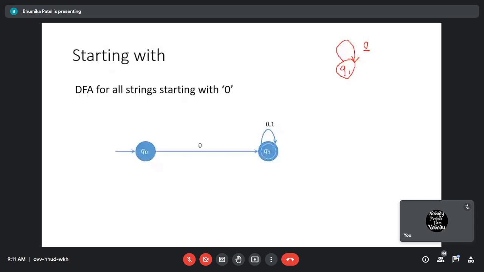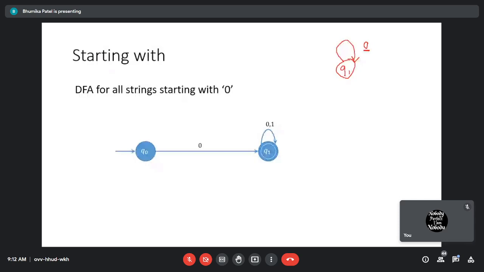That means once my string has started with 0, it is in the state Q1. So Q1 is the final state. That means my string will be accepted. Suppose I have read 0 from here, and after that I want to accept 0 again. So from Q1 I'm going to read this 0. So after this 0, I will be reading 0. So 2 times 0 will be accepted.